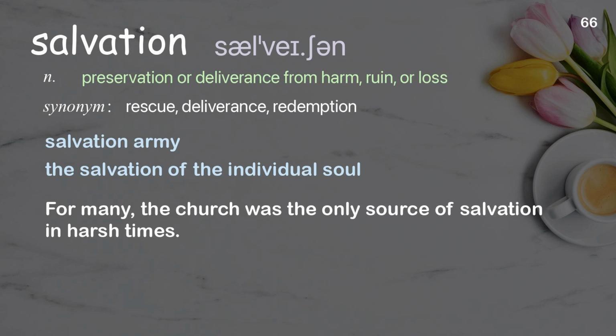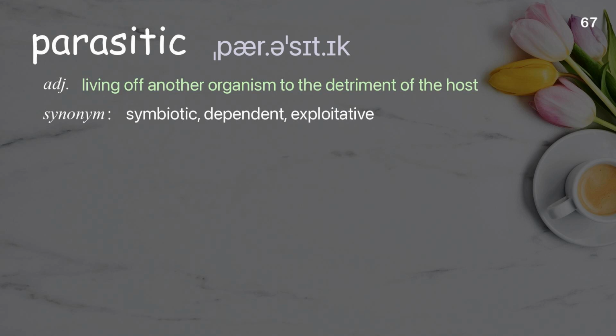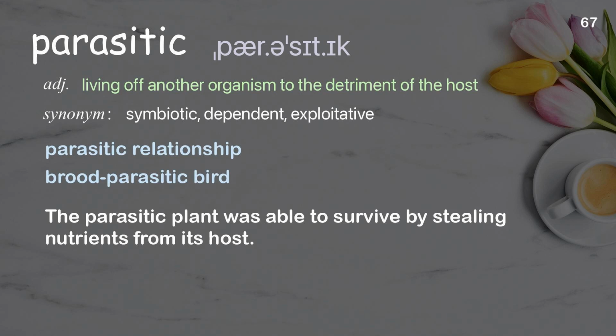Parasitic. Living off another organism to the detriment of the host. Examples. Parasitic relationship. Brood parasitic bird. The parasitic plant was able to survive by stealing nutrients from its host.